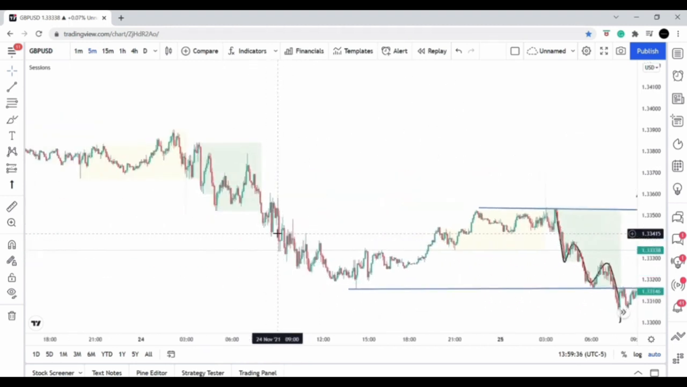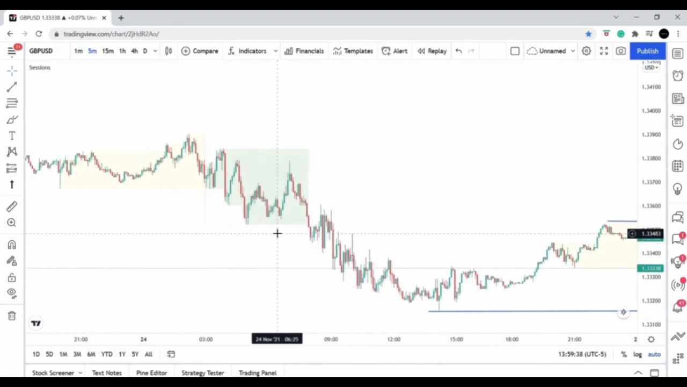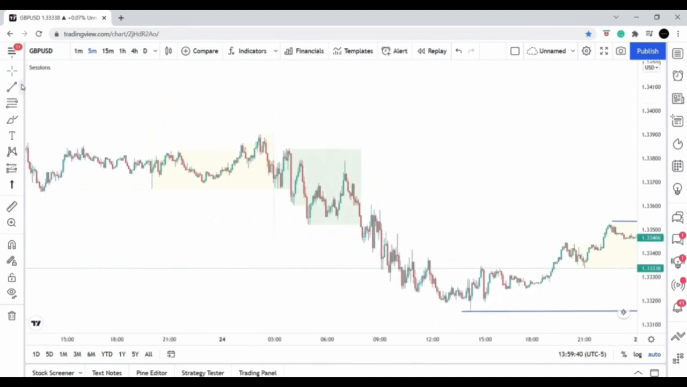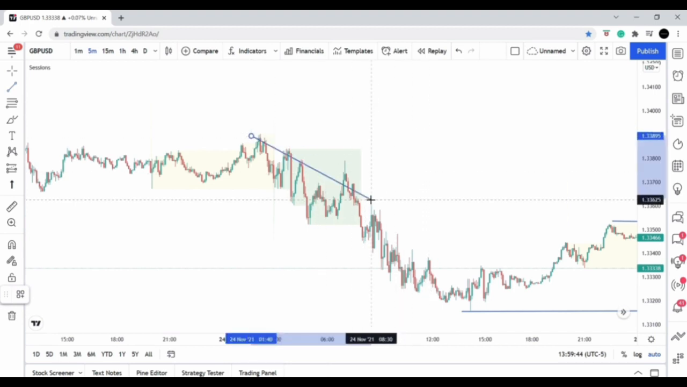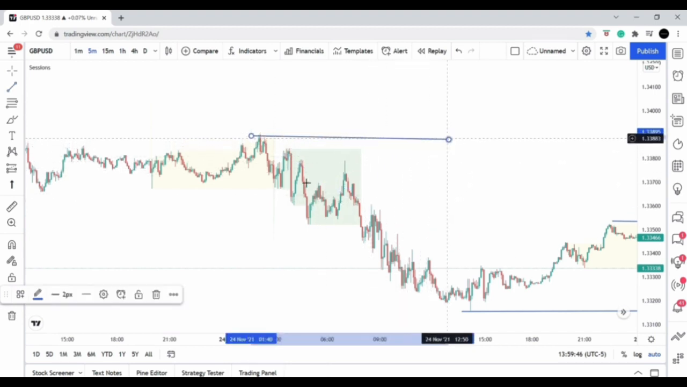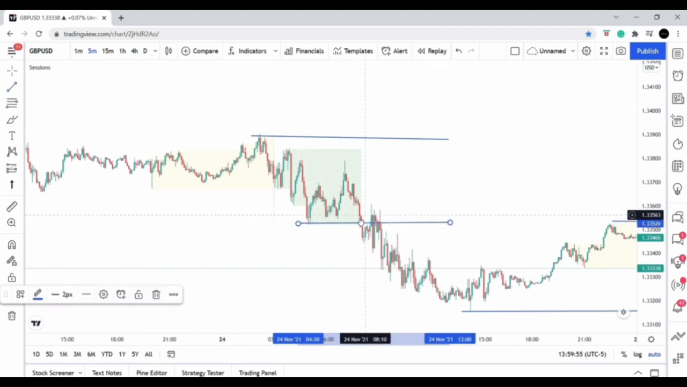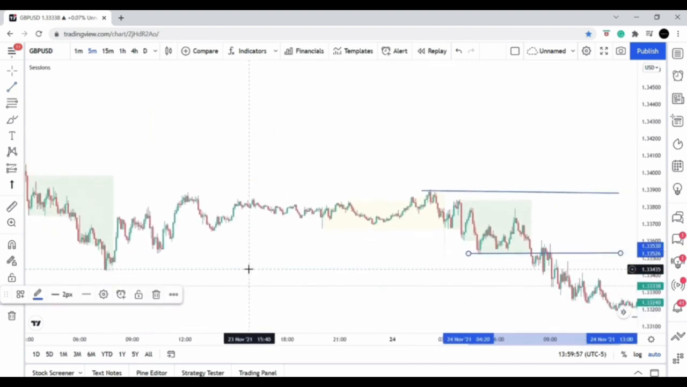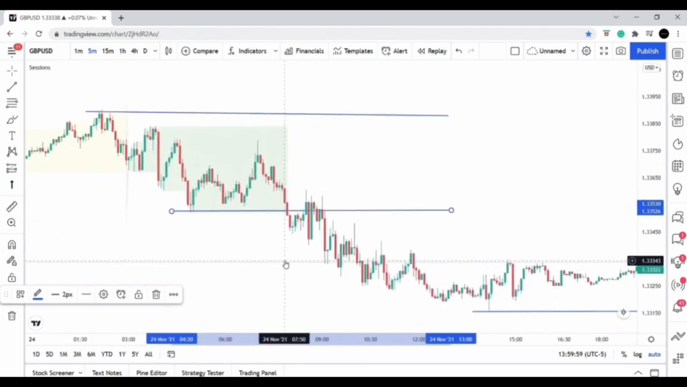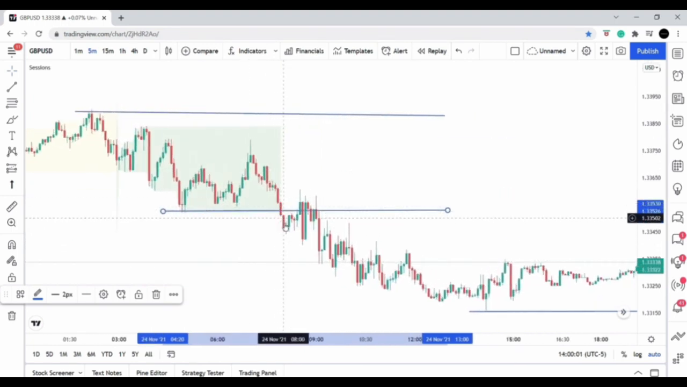Okay, this day right here, we can mark down what? We mark down this session high right here, and mark down this session low right here. Lovely. So we mark this down. It broke out of this low right here.